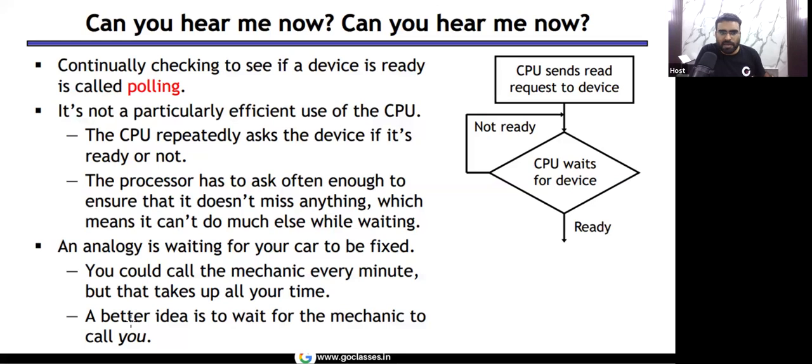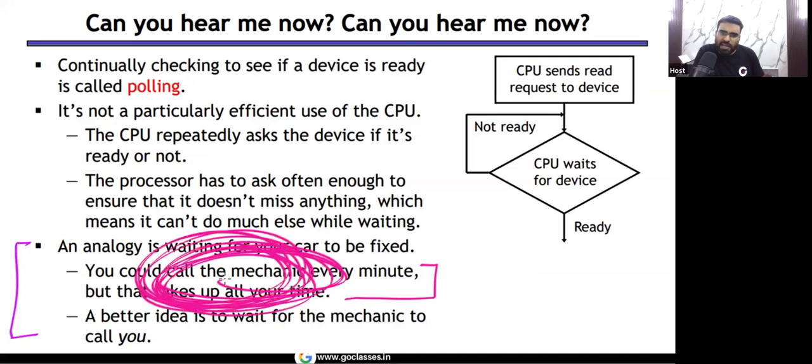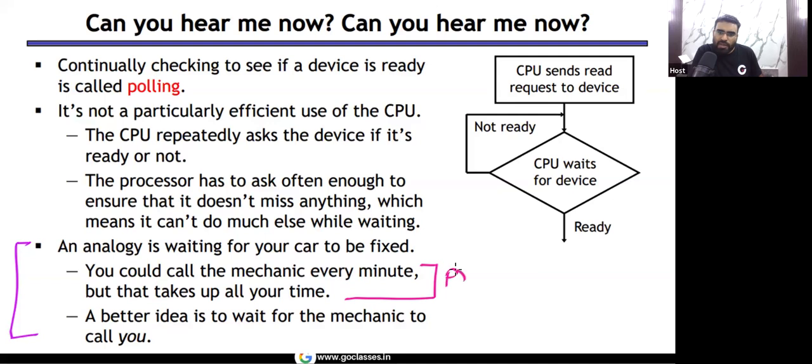See, the better method is this analogy. Let's assume you want your car to be fixed. In program controlled IO, what you will do? You will call the mechanic every minute and ask, is my car ready? Is my car ready? This is the idea of programmed IO. Correct? Now, what is the better way? The better idea is that the mechanic will call you once it is ready. Yes or no?